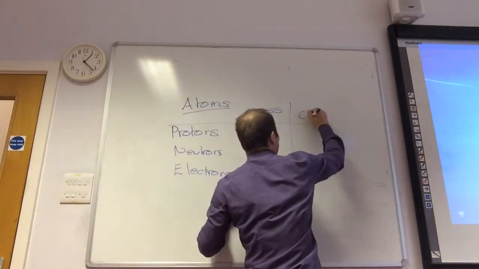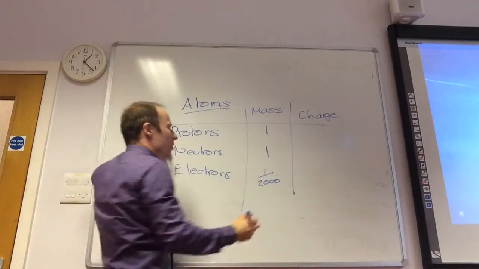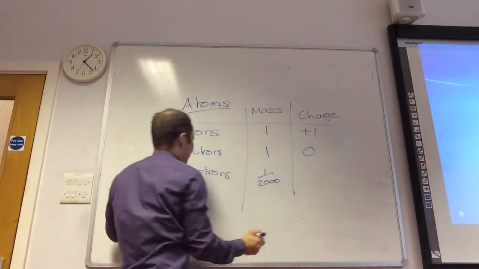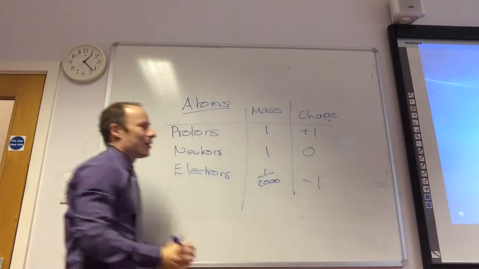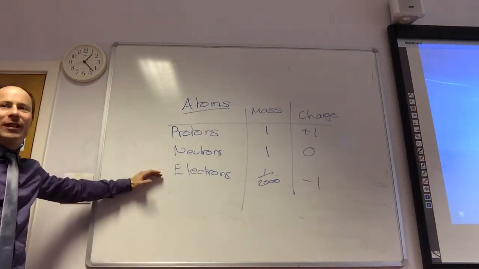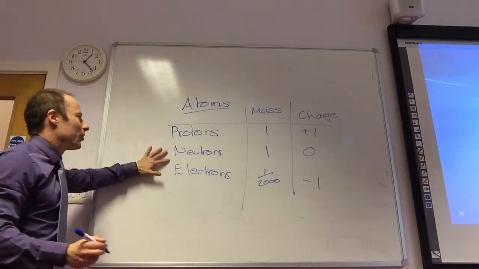And the other thing you need that could come up on the paper is the charge. Charge on a proton, neutron, and electrons minus 1. Cool. And in an atom, the number of protons is equal to the number of electrons, but the number of neutrons varies.